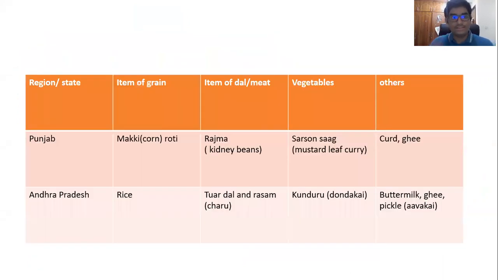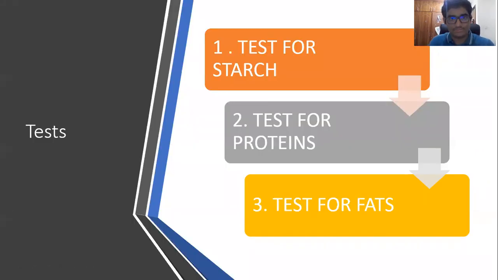Now, this table shows the different types of food. As I discussed earlier, there is a variety of food. Like in Punjab, they have makki corn roti. They have rajma, which is kidney beans, or they have curd or ghee. So these are the different types of food. Now, let us move on to the tests.